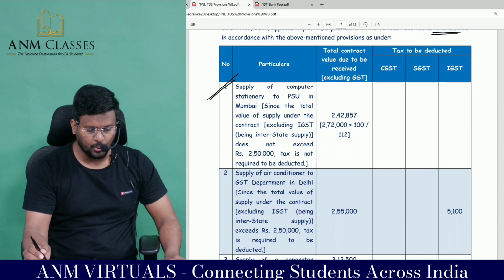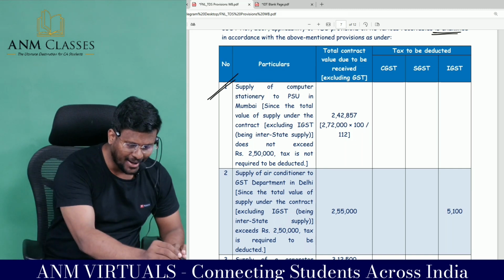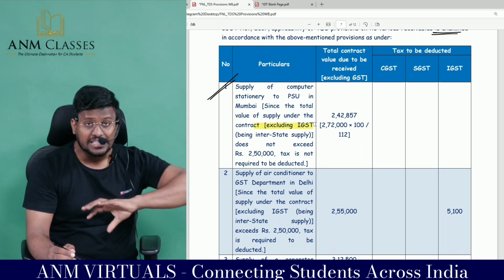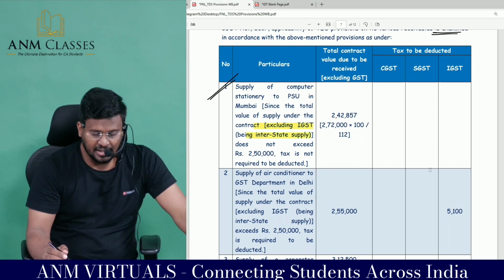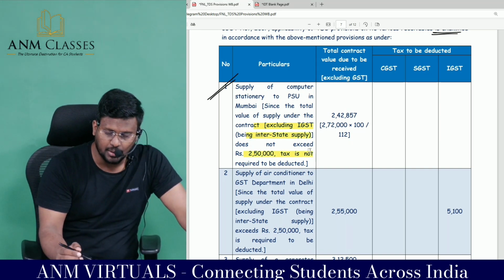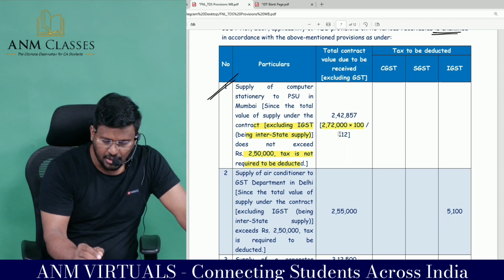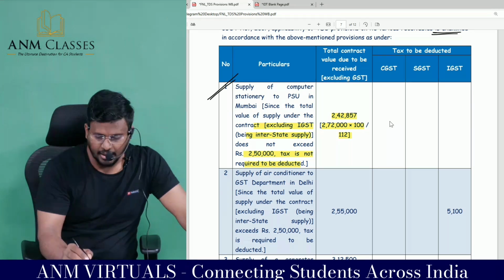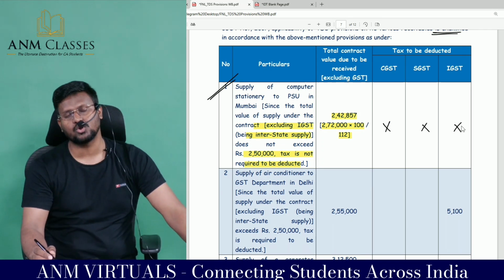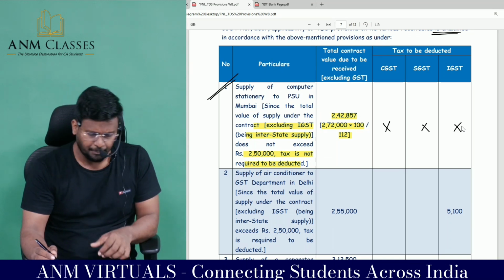Supply of computer stationery to PSU, where? In Mumbai. Since the total value of supply under a contract excluding IGST, being an interstate supply, does not exceed 2,50,000, tax is not required to be deducted. So 2,72,000 divided by 112 into 100 comes to 2,42,000 only. It does not exceed 2,50,000. Hence the recipient is not liable to deduct.